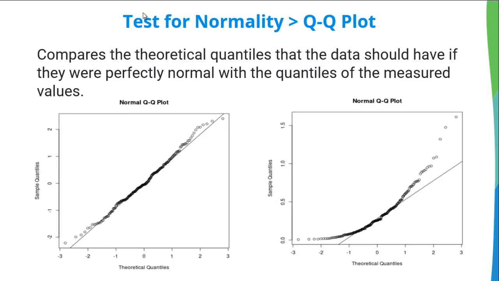So we also have what they call a QQ plot, quantile plot, that's what it means. It compares the theoretical quantiles that the data should have if they were perfectly normal with the quantiles of the measured values. This is called a normal QQ plot, for example. When you look at it, normally the observations should fall on the line. These points are the observations. If the data is normally distributed, it should fall on the line.